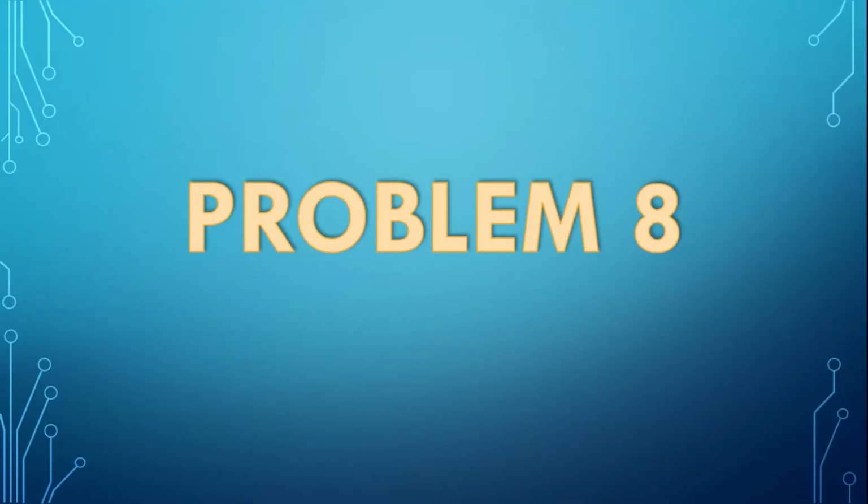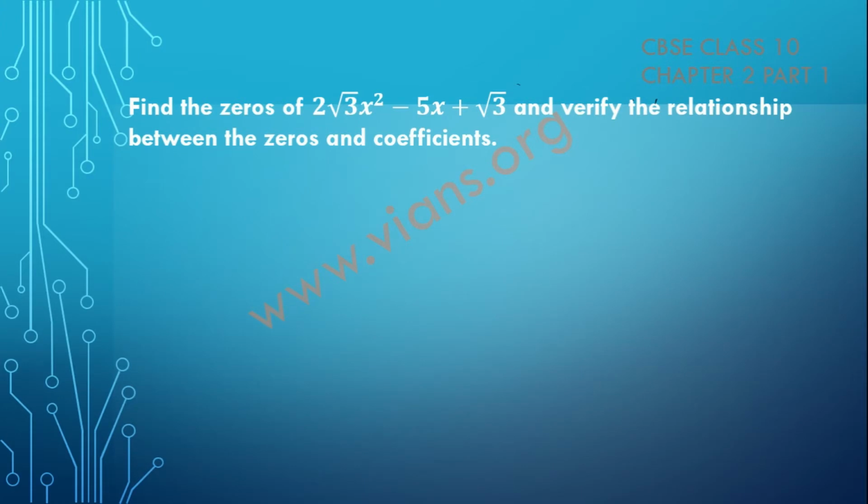That's problem 8. Now, find the zeros of 2 root 3 x squared minus 5x plus root 3 and verify the relationship. So, let's write this down first. 2 root 3 x squared minus 5x plus root 3.